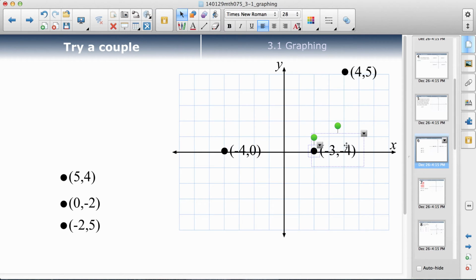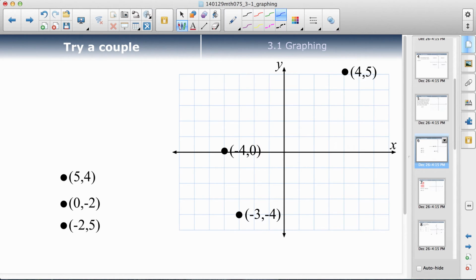So negative 3 and down 4. Down 4, right about there. Over and up a little bit. Okay, 5 and 4. I'm just going to draw a dot. 1, 2, 3, 4, 5, and up 4. That would be that point right there. 0, minus 2. 0 means I don't go left or right anywhere, but I go down 2. So that point right there would be that one. And the last was minus 2, 5, which would be minus 2 over, left 2, and up 5, right there. So that would be that point.